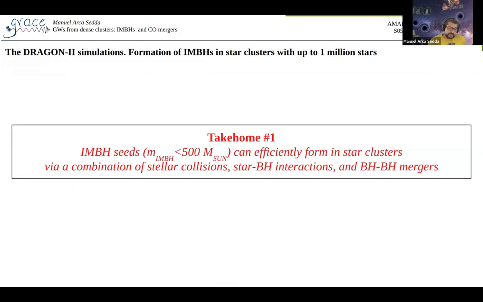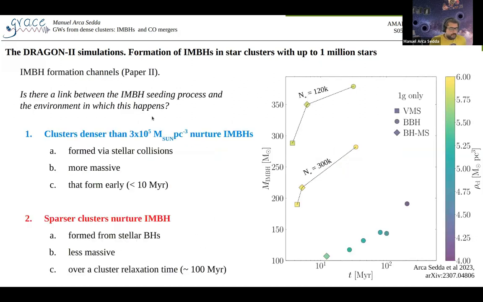Unfortunately, dynamics and relativistic effects are so efficient at evacuating all the NBHs forming in our simulations. And well, we have 3 minutes left.